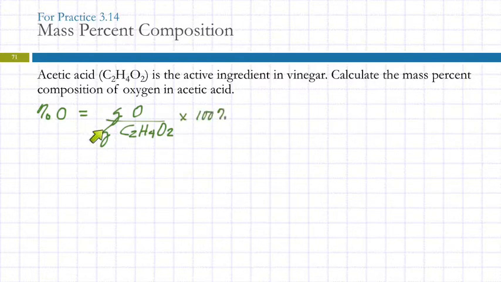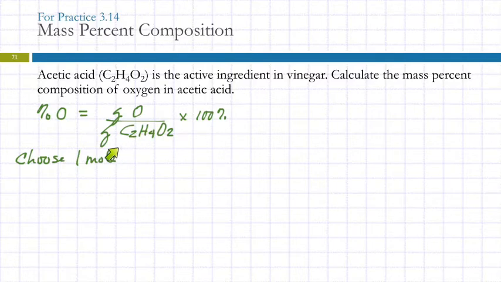The unit gram is going to cancel out. Well, they didn't tell us how big the sample was. They didn't tell us how much acetic acid we have. It doesn't matter. The percent oxygen will be the same. But we need an amount for our calculation. So we're just going to choose 1 mole.